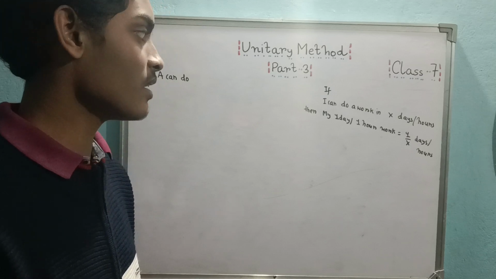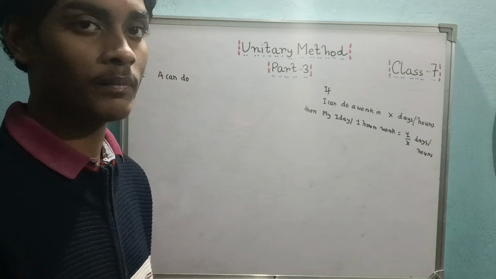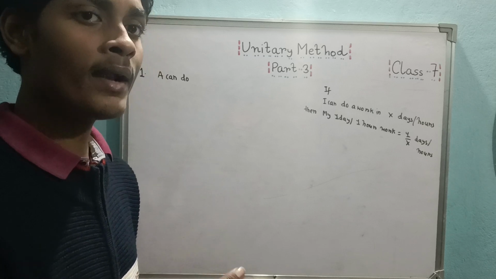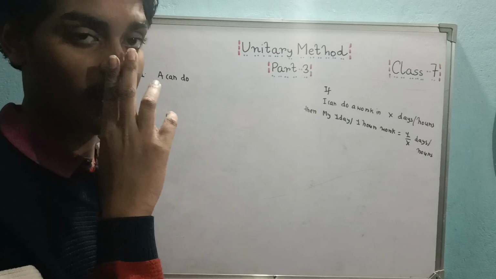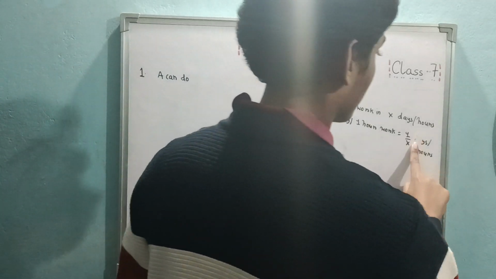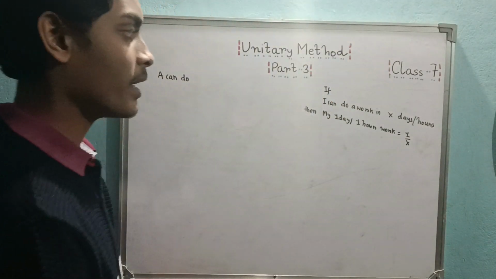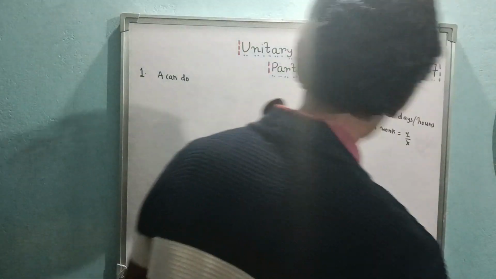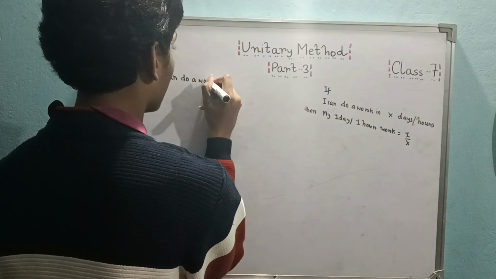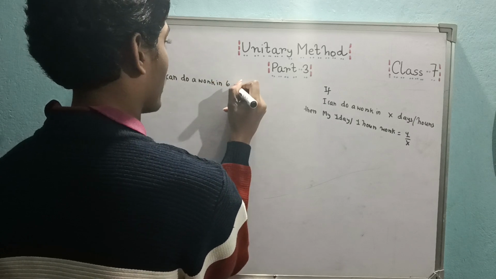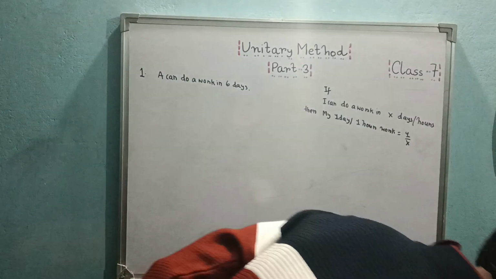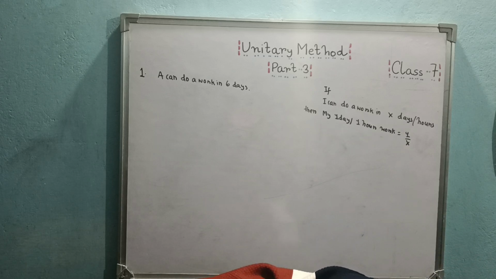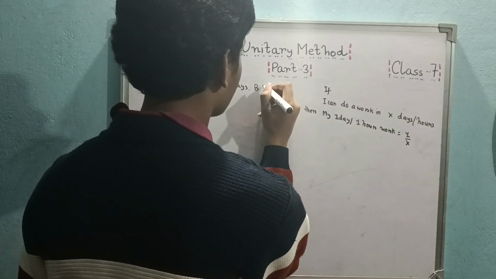If you can do a work in X days, then in 1 day you can do 1 by X of the work. If you can do a work in X hours, then in 1 hour you can do 1 by X of that work. Just remember this and see how you are going to find everything quite easy. So A can do a work in 6 days. And B can do it in 8 days.